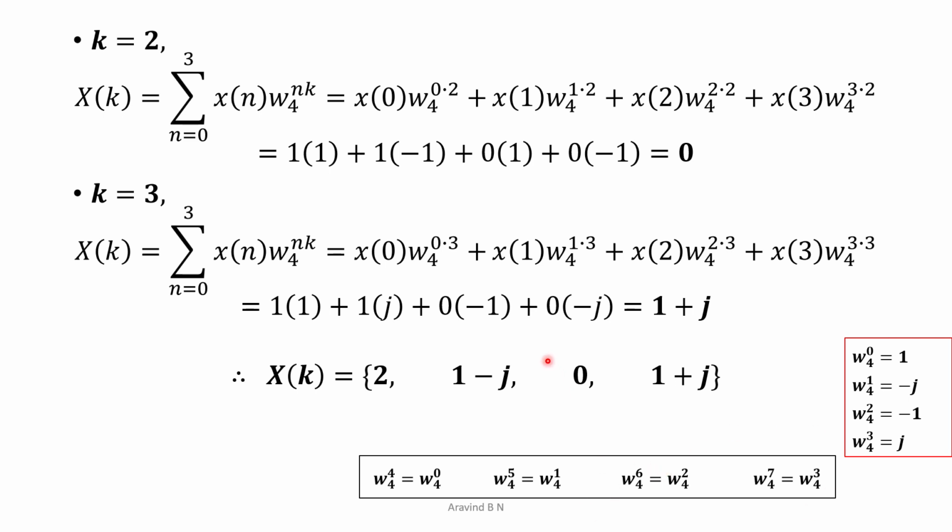By making use of that, we have made this complete calculation. So 4 values are the inputs, 4 values are the outputs. Now we have to represent x of k in a proper row matrix. The final value in the frequency domain, x of k, will be equal to 2, 1 minus j, 0, 1 plus j. Remember, locations remain the same: this is the 0th location, first location, second location, and the third location.